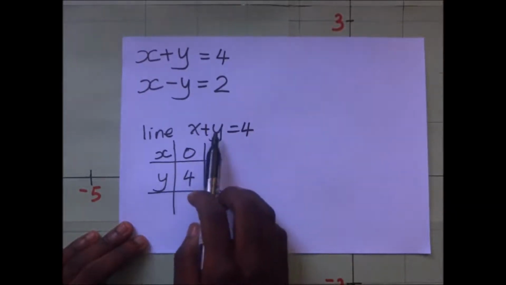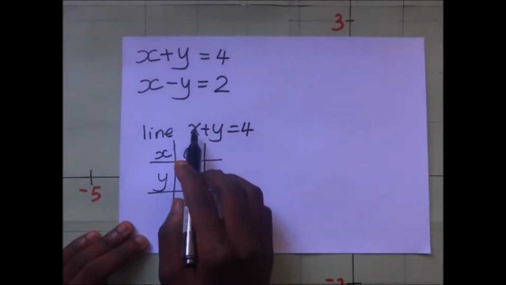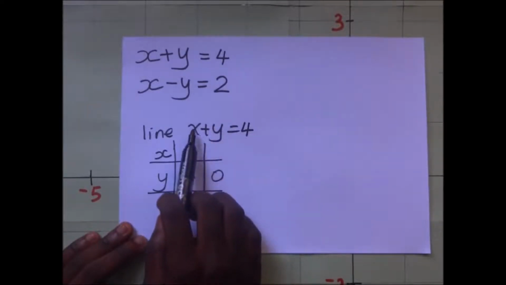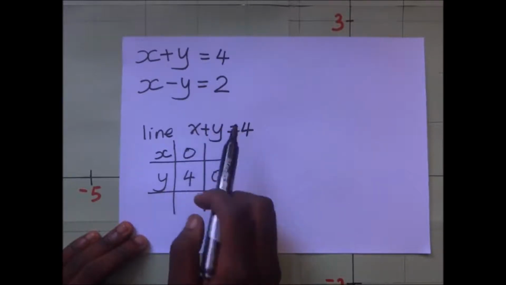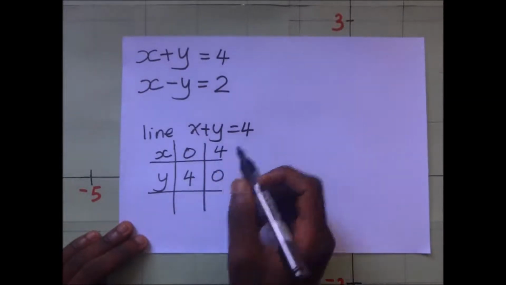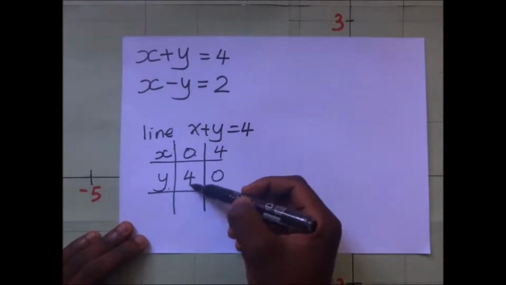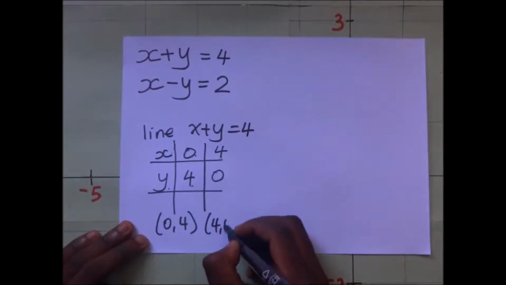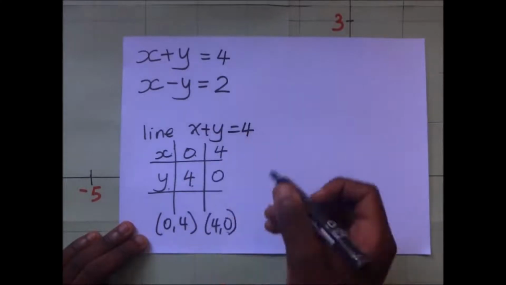What about when y is 0? If we put a 0 here, when y is 0, what is the value of x? Still, when we put the value of y here 0, we shall have x plus 0 is equal to 4. So it means we'll have x being equal to 4. So it means that we have two coordinates. We have coordinates x, y, which is 0, 4, and also we have 4, 0. So we shall connect these two and we have the line. Now this is line x plus y is equal to 4.